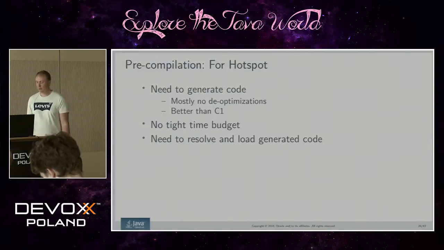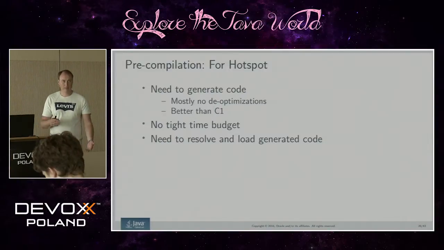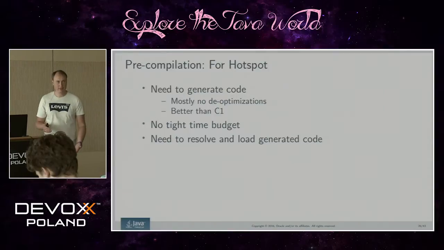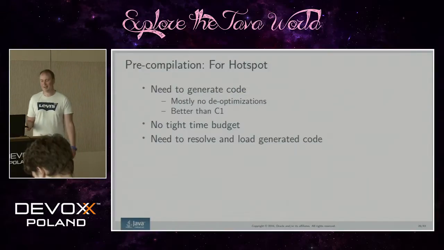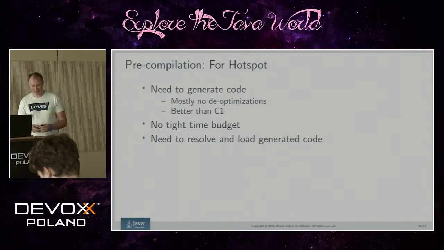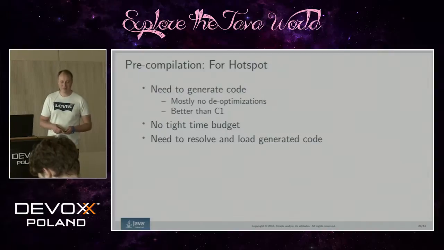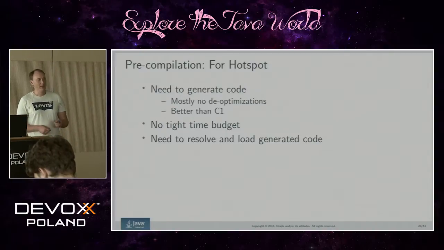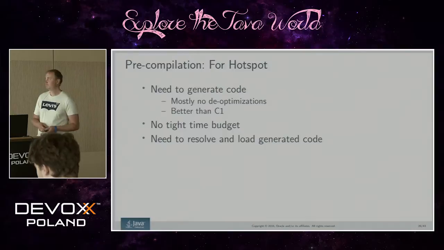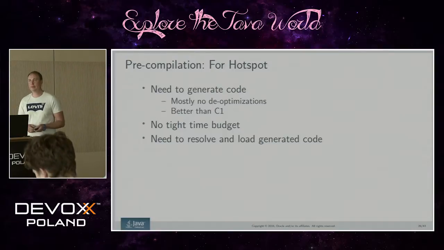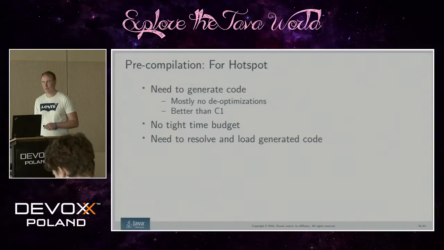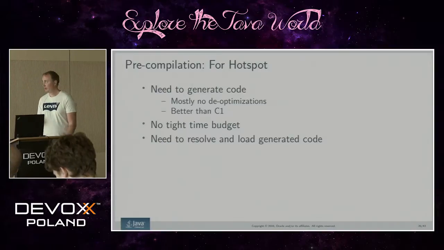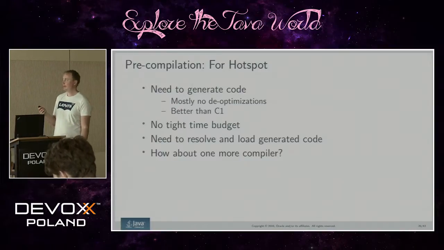For just-in-time, or for ahead-of-time compilation, we have no time constraints. We have a lot of time before we start our program, typically, unless we do a deploy every hour. And we need to support generated code in the virtual machine. So those are the top-level tasks.